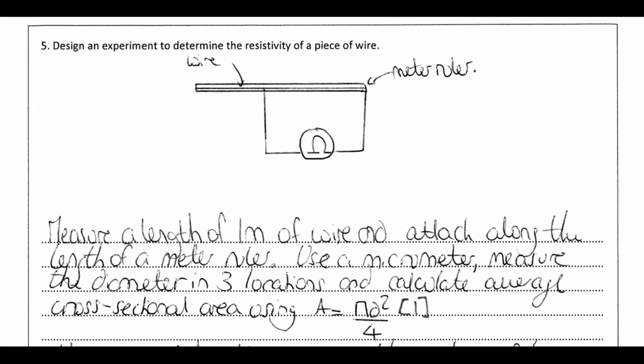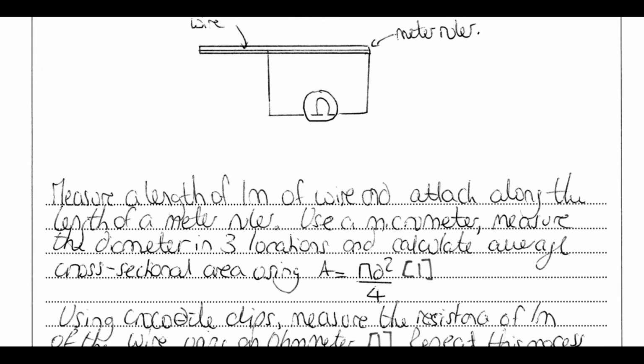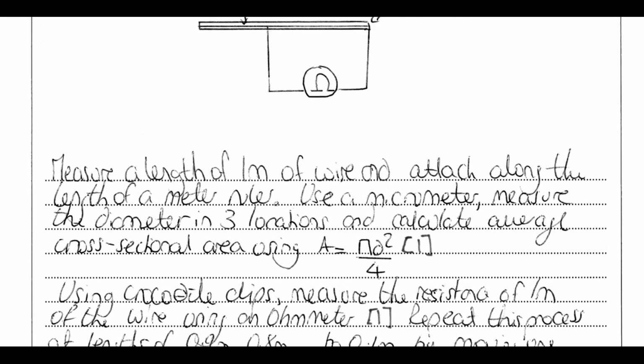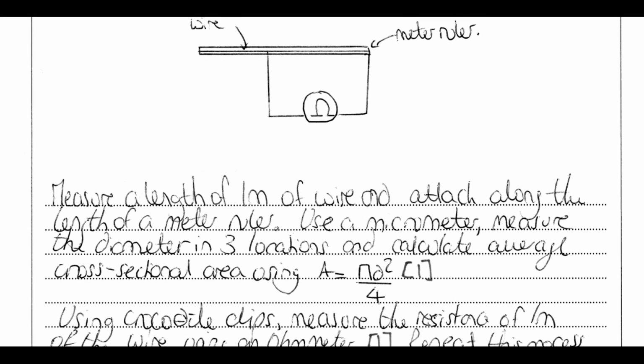So what we've got is a piece of wire sellotaped to a meter ruler. You've got it fixed to the ohmmeter at one end, and then there's a crocodile clip that's free to slide up and down to change the length of your wire. So that's basically what we're going to do. So the general method is we're going to measure a 1 meter length of the wire and sellotape it to our ruler. That's our first length we're going to use.